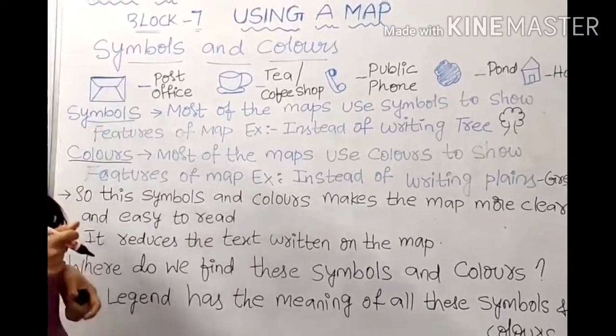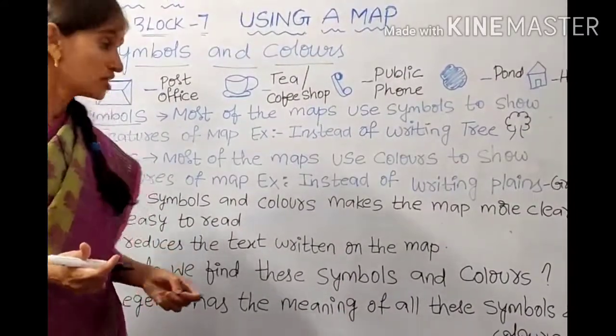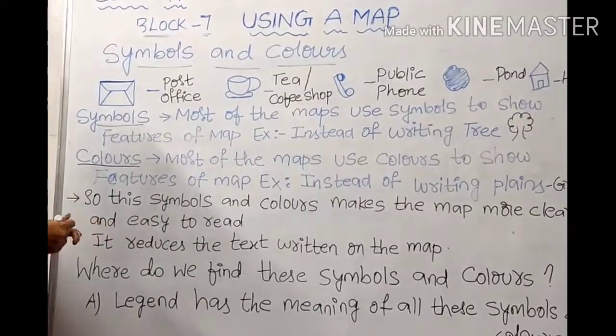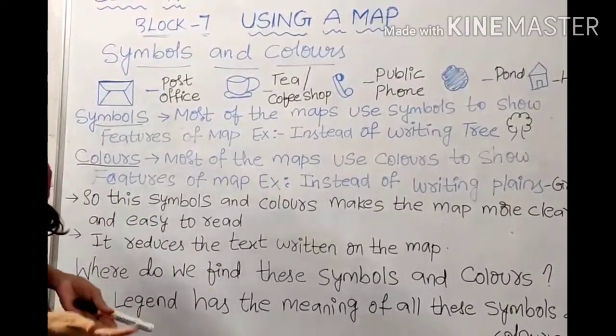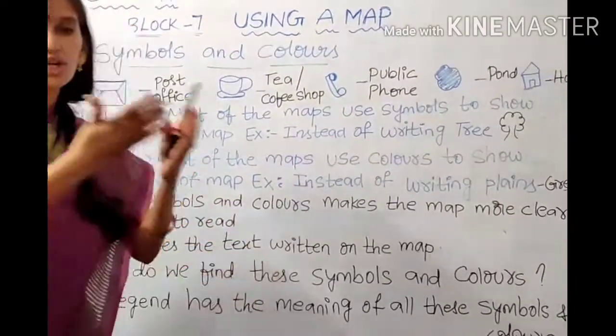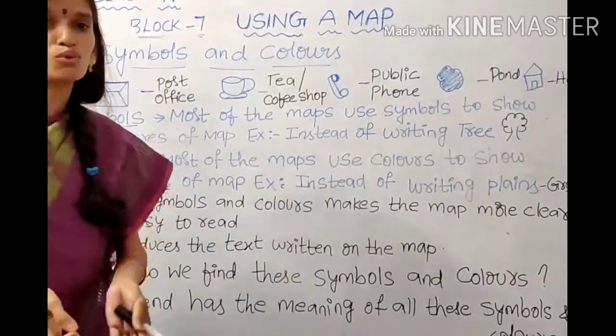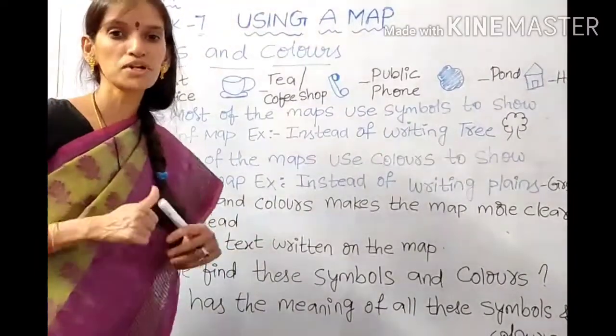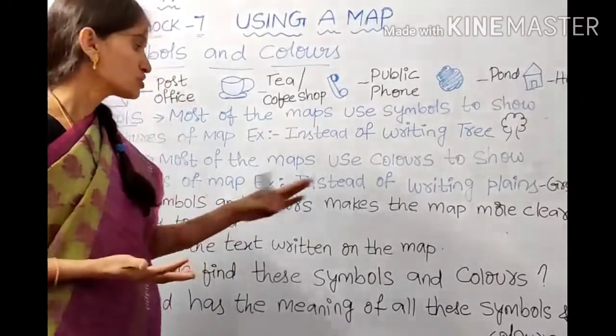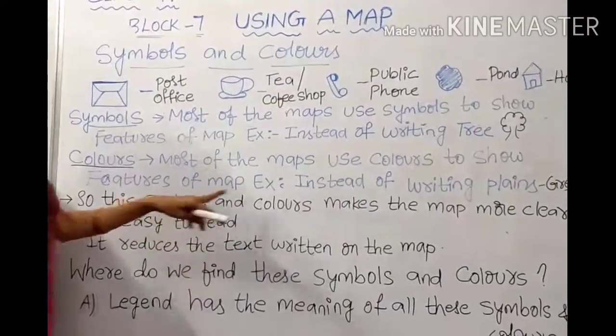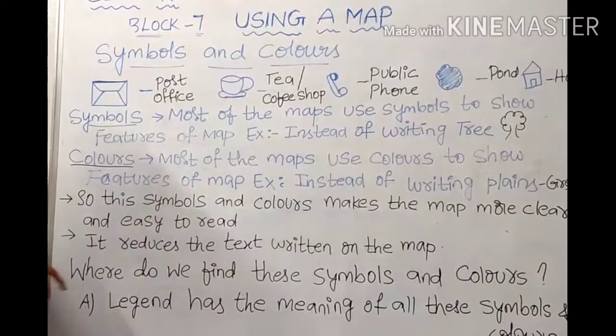Now you have visited the Taj Mahal. There you have seen in the map clearly where the place is, where to stay and where to move. What are some more tourist places we can see there? So like that, these symbols and colors also help us.